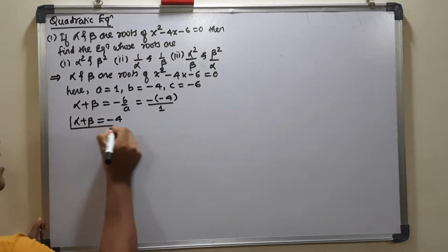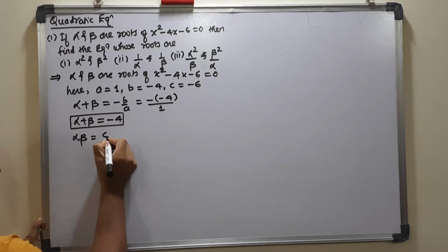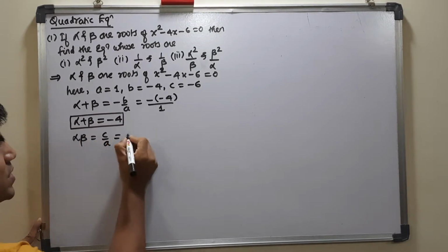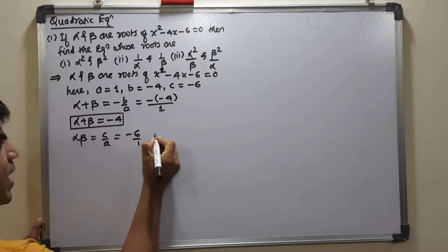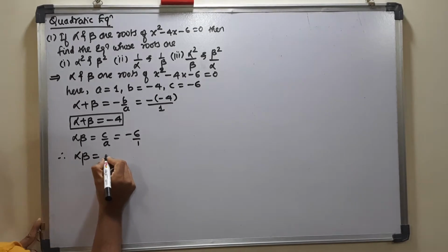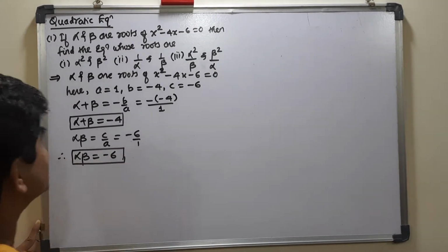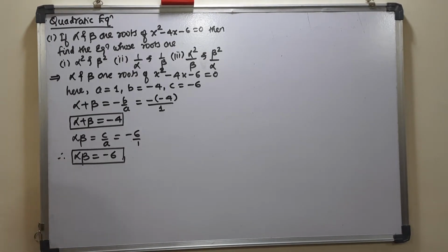And what about alpha beta? That is the product of roots. Alpha beta, the product of roots, is your c by a. So c is already minus 6 by 1, indicating alpha beta is your minus 6. So you got alpha plus beta and you got alpha beta.